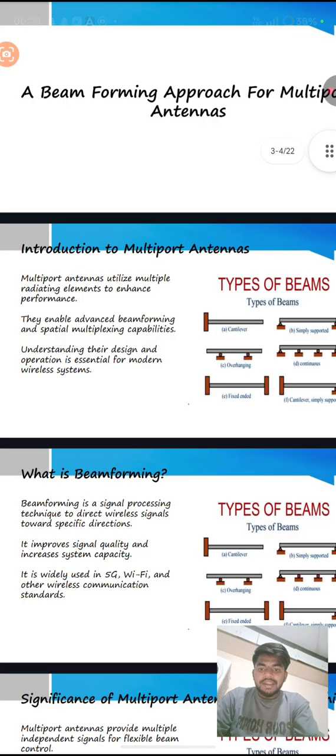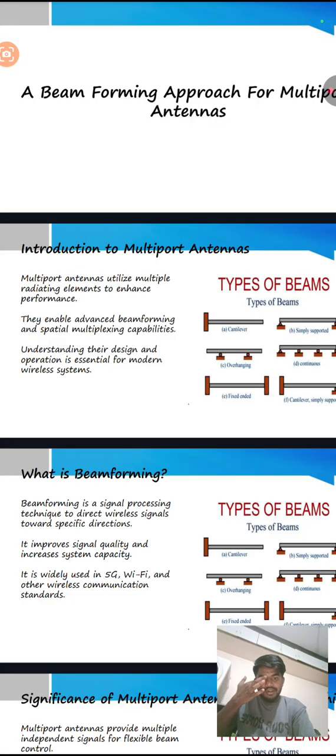Introduction to multiport antennas. Multiport antennas utilize multiple radiating elements to enhance performance. They enable advanced beamforming and spatial multiplexing capabilities. Understanding the design and the operation is essential for modern wireless systems.